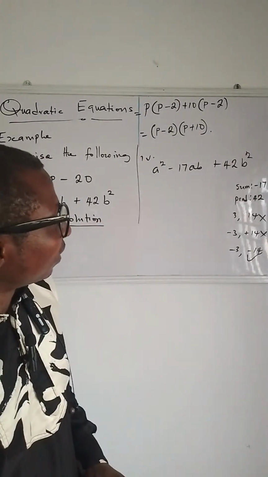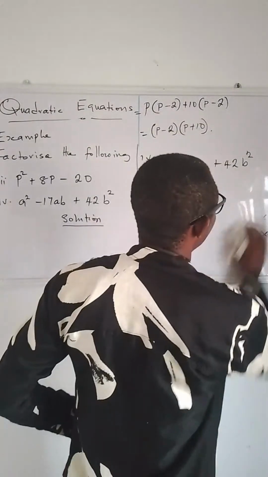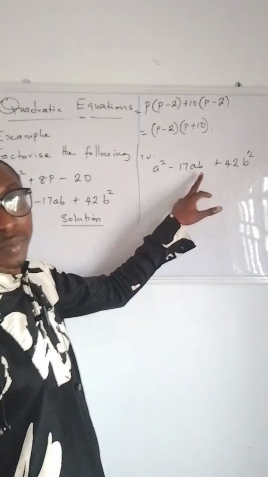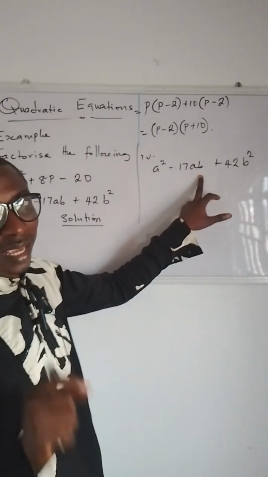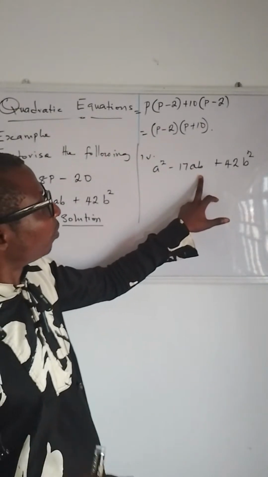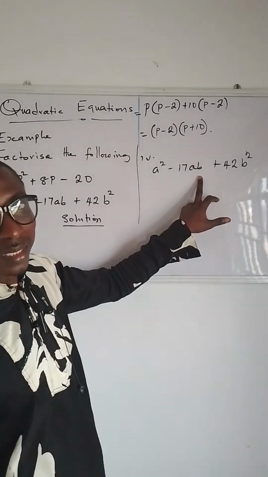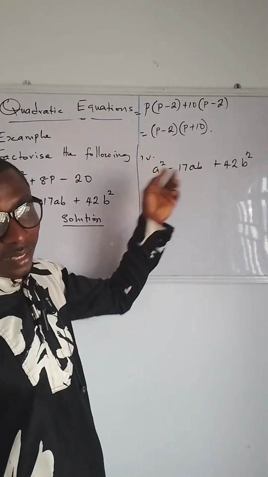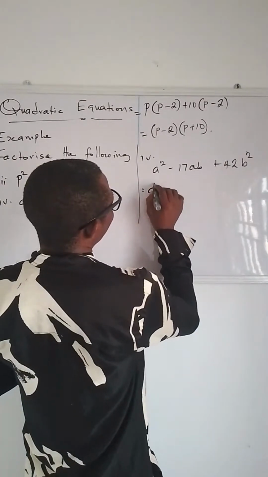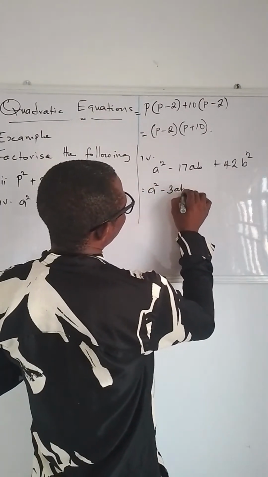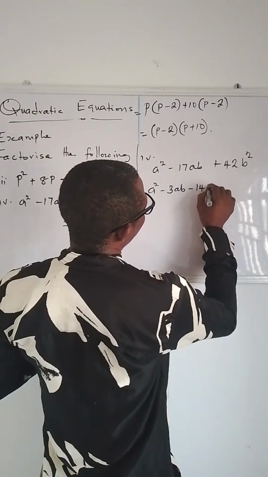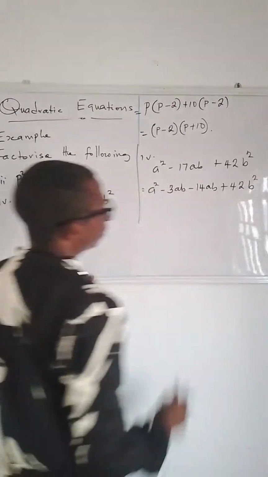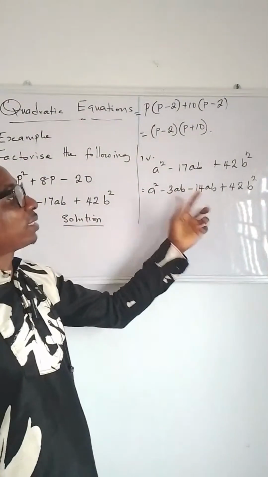All right, now let's look at it. So that means the middle term here, minus 17ab, will be minus 3ab plus minus 14ab. All right, and that is going to give us minus 17ab. So this turns to a squared minus 3ab minus 14ab plus 42b squared. Okay, can you see that?